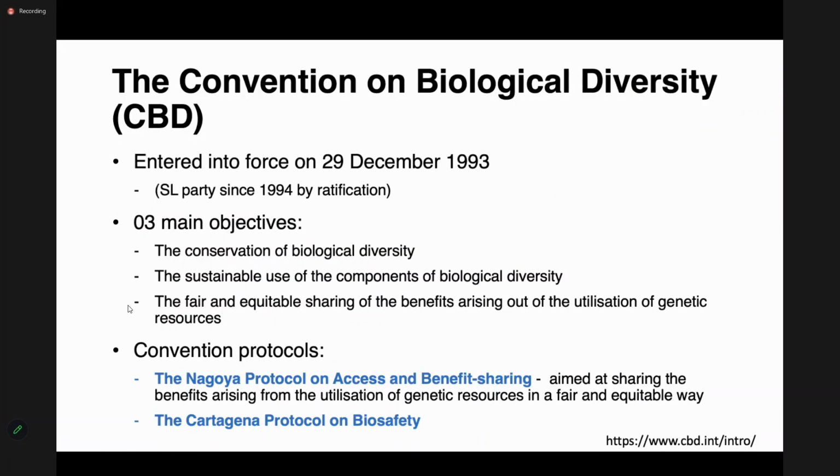And again, there are other international conventions addressing biological diversity, the Convention on Biological Diversity, or CBD. Again, Sri Lanka is a part of this. The objectives here are about conserving biological diversity, sustainably using components of biological diversity, and fairly and equitably sharing benefits arising out of using genetic resources.